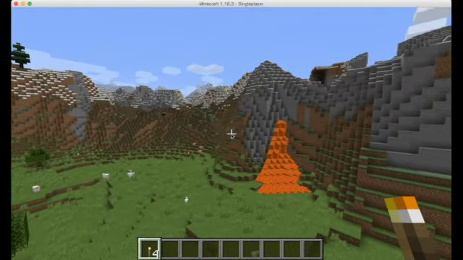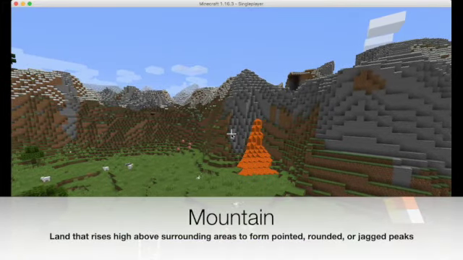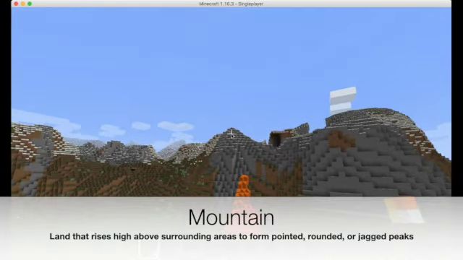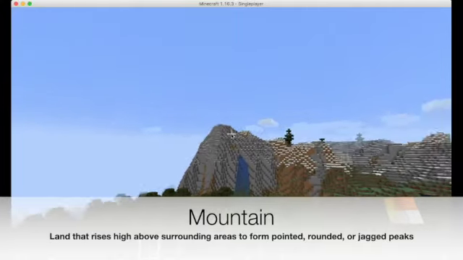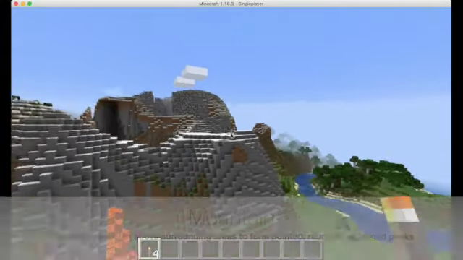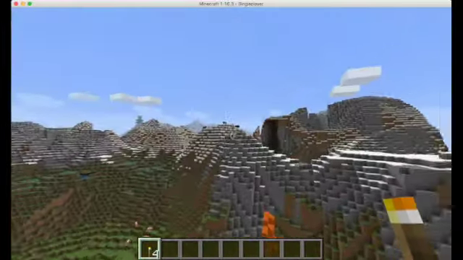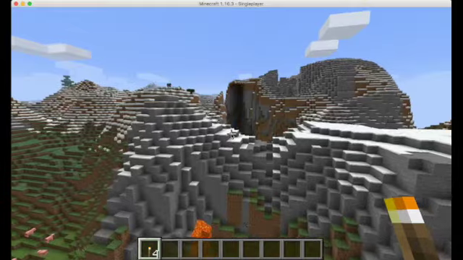But so the definition of a mountain is it is land that rises high above surrounding areas to form a pointed, jagged, or rounded peak. So you can see this one has more of a pointed peak. This one kind of has a rounded one. This one's kind of flat, not exactly a plateau. It could be considered one, but since it's around other mountains, I would just consider it a regular mountain.